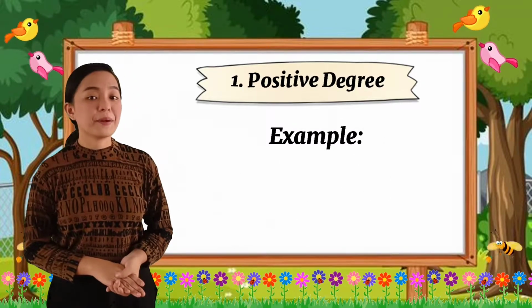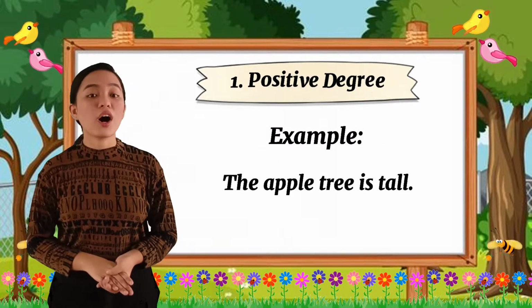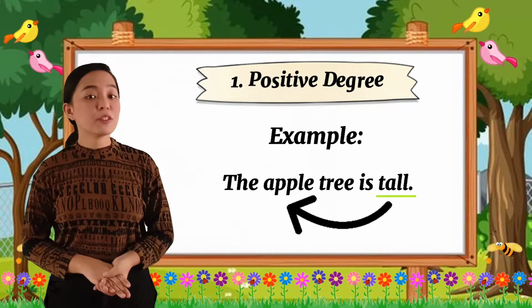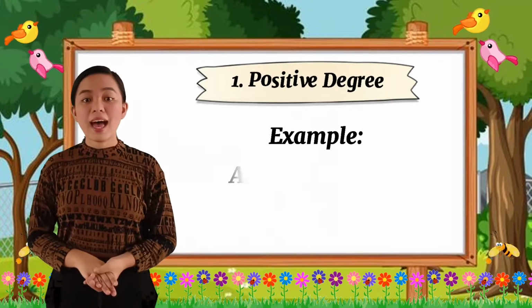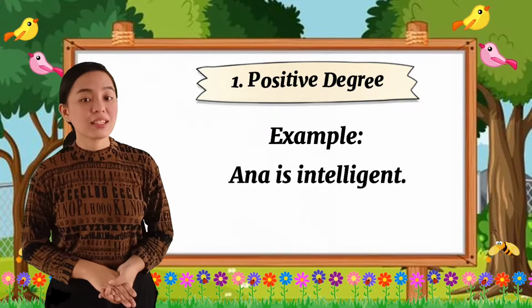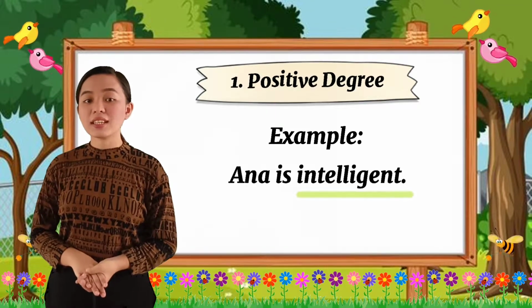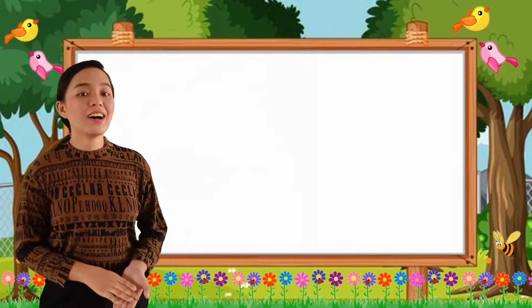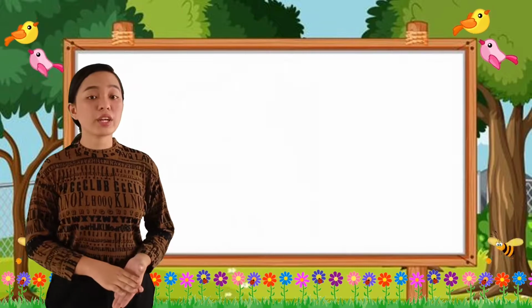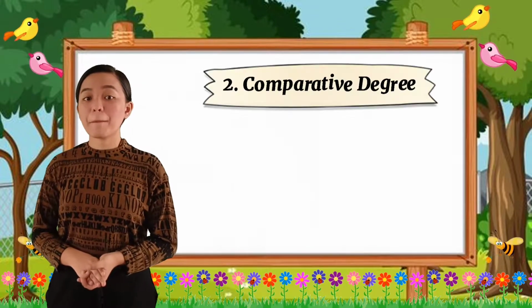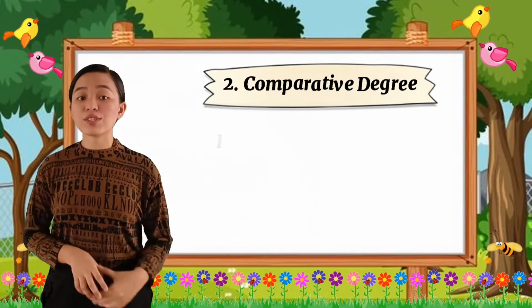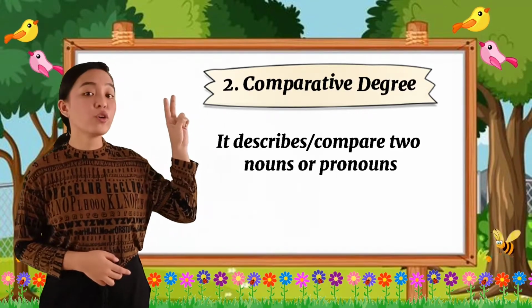So for example, the apple tree is tall. The adjective tall describes the apple tree. Anna is intelligent. The adjective intelligent describes Anna. Now, let us proceed to the greater degree of adjective, which is the comparative degree. Comparative degree is used to describe two nouns or pronouns.